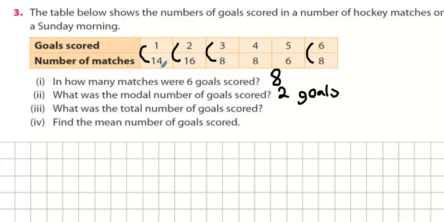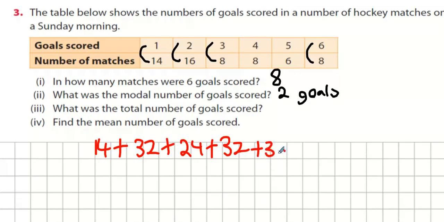Okay, this is going to be hard. 14 matches, 1 goal apiece is 14 goals. 16 matches, 2 goals apiece, 32. Next one, 24, 8 by 4, 32, 6 by 5. And then add them all together for me. Who got 180? Hooray. Now, how many matches were there in total?